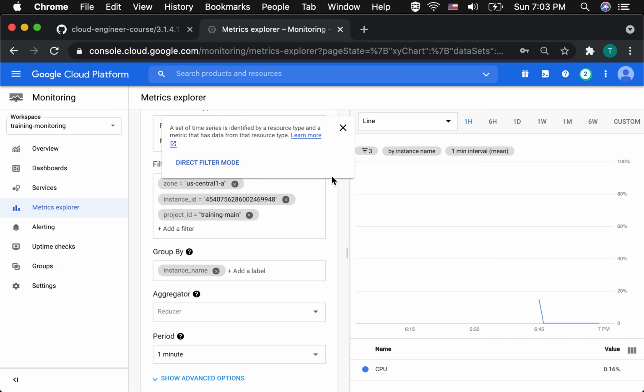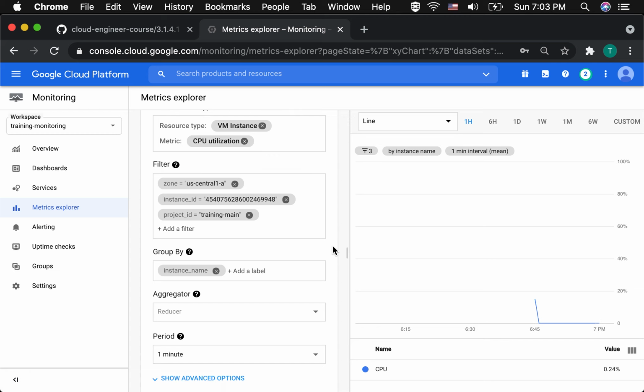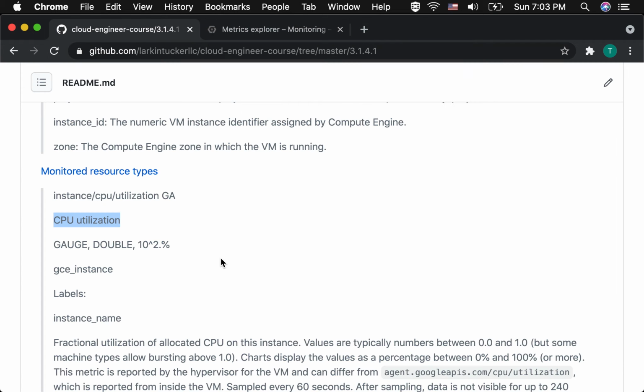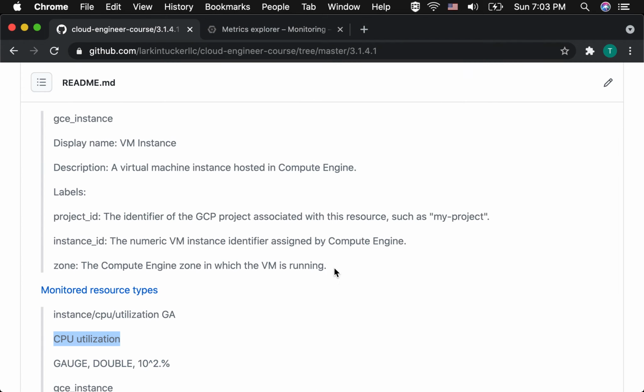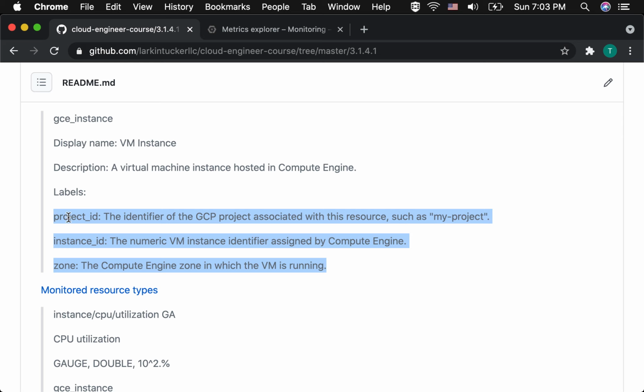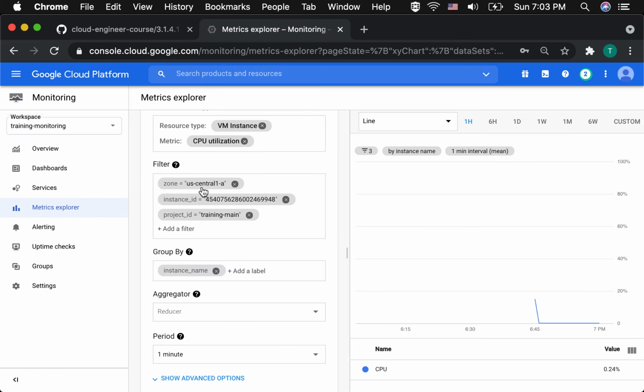So now, by picking those two things, we're narrowing down on identifying a particular time series. And you can see that in this case, we're providing the three values of the labels. So remember, the labels for a resource uniquely identify it. You supply a project ID, zone, and instance ID. And you can see that that's what we're seeing here. So this is basically uniquely identifying that particular resource.